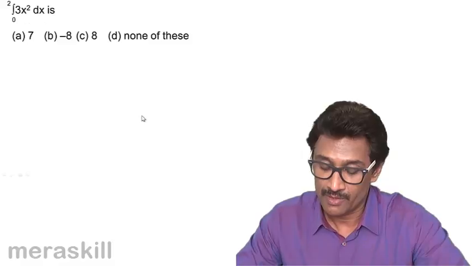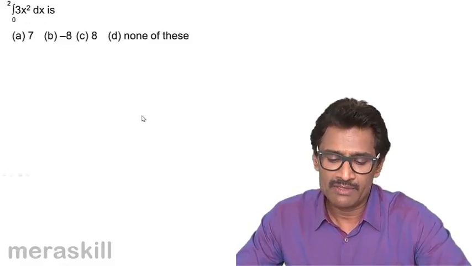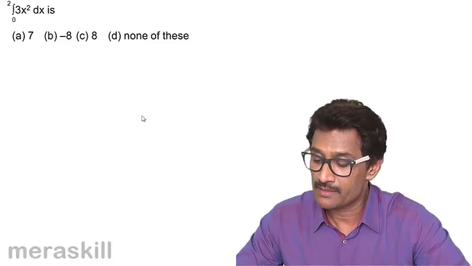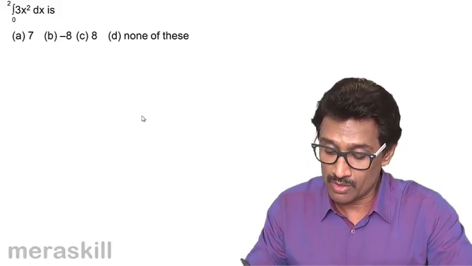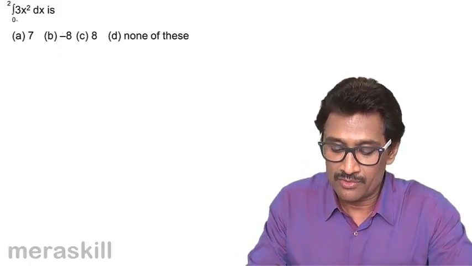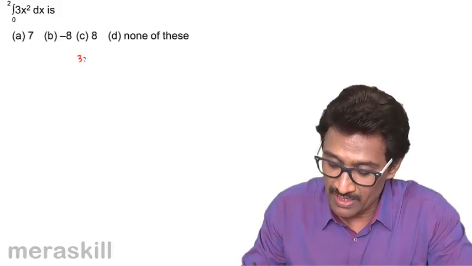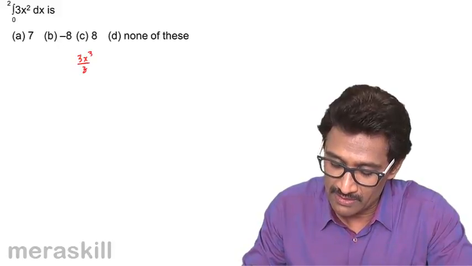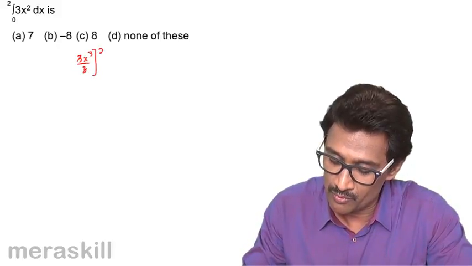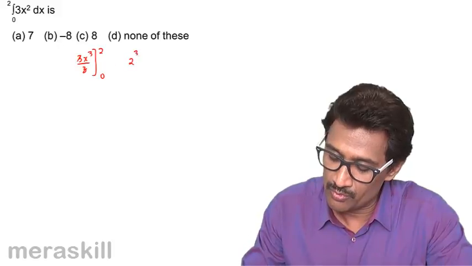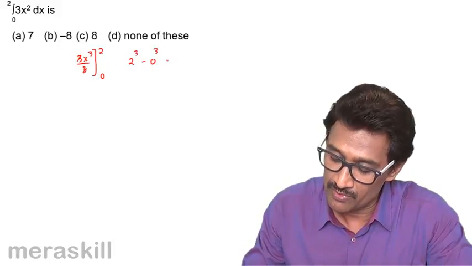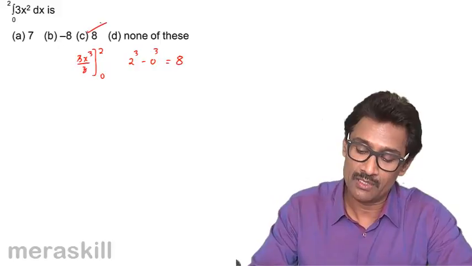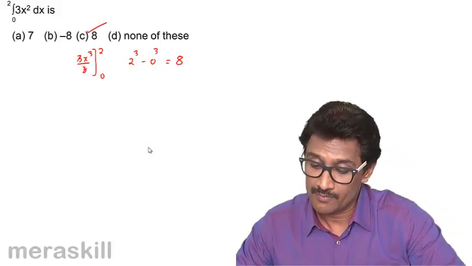Okay. Now we have integral of 3x squared dx will be what? None of these are what? So it's eventually going to be 3x squared, it's going to be 3x cubed by 3. This gets cancelled. So it's from 2 to 0. So it's going to be 2 cube minus 0 cube, which is going to be 8. So it's going to be 8.